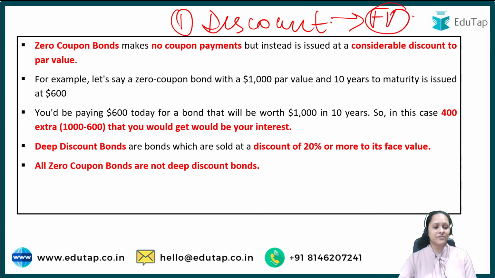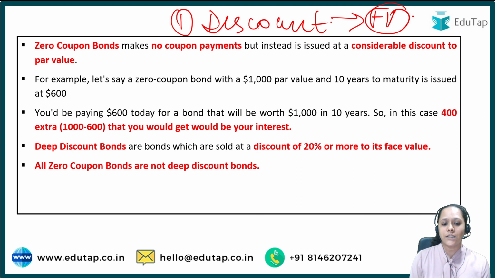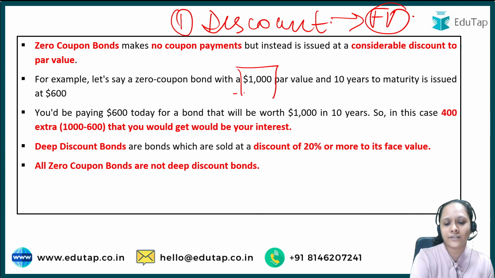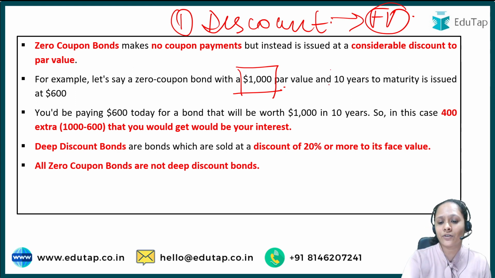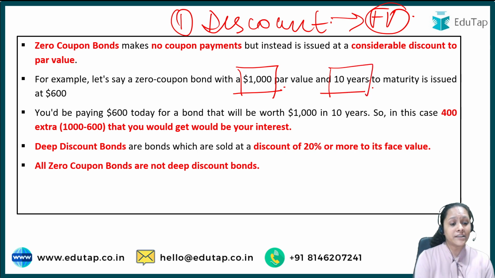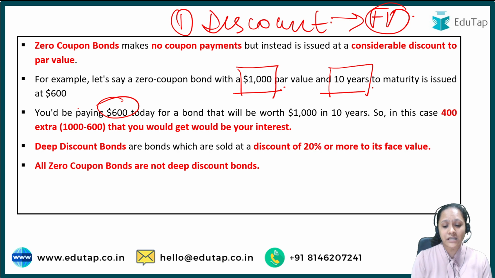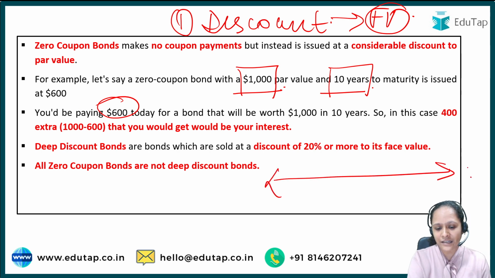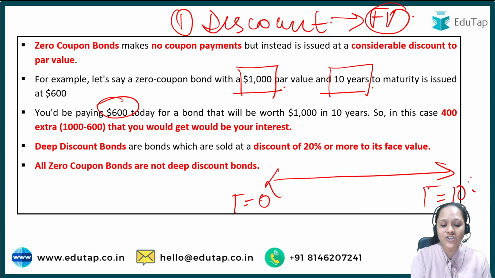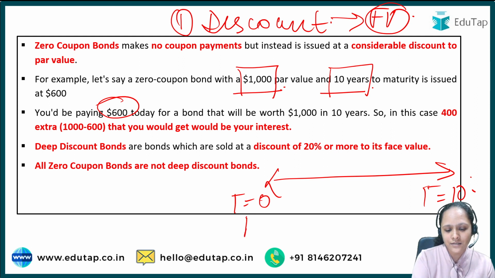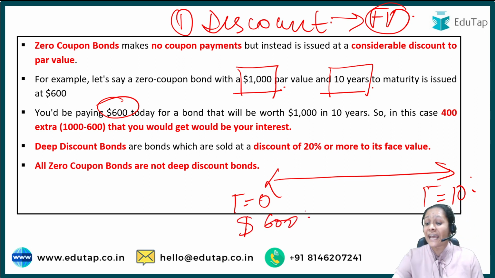Let us understand this with an example. Now let's say there is a bond which has a face value of 1000. Face value is nothing but the principal value or the par value which the bond issuer issues at the time of issuing. Now, this bond has a maturity of 10 years and the issue price of the bond is 600, which means initially, let's consider this timeline at t equal to 0 and this is t equal to 10. So, at initiation, you are supposed to pay $600 and at the end of 10 years, you will be receiving $1,000.